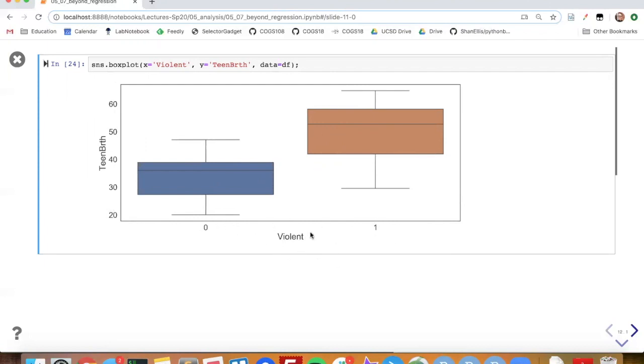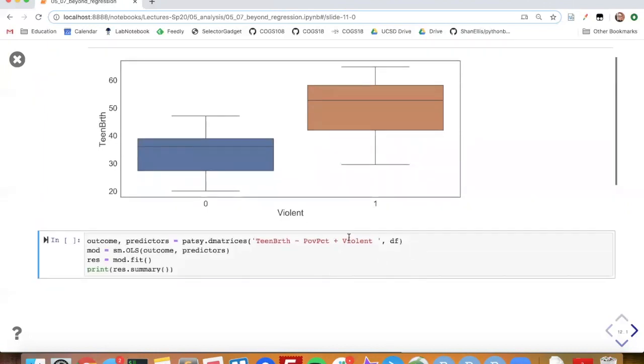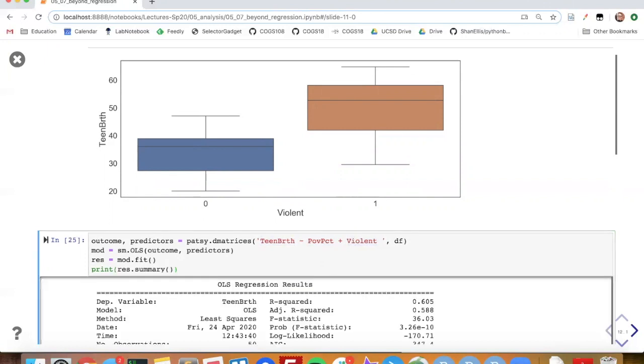So when you use this 0, 1, sometimes people call this making dummy variables. Sometimes people call it one-hot encoding. But now we're going to use this variable violent, where it's either a 0 or 1, and add that into our regression model. So we still have our main predictor and our main outcome, but we've added this binary input variable to our regression model.